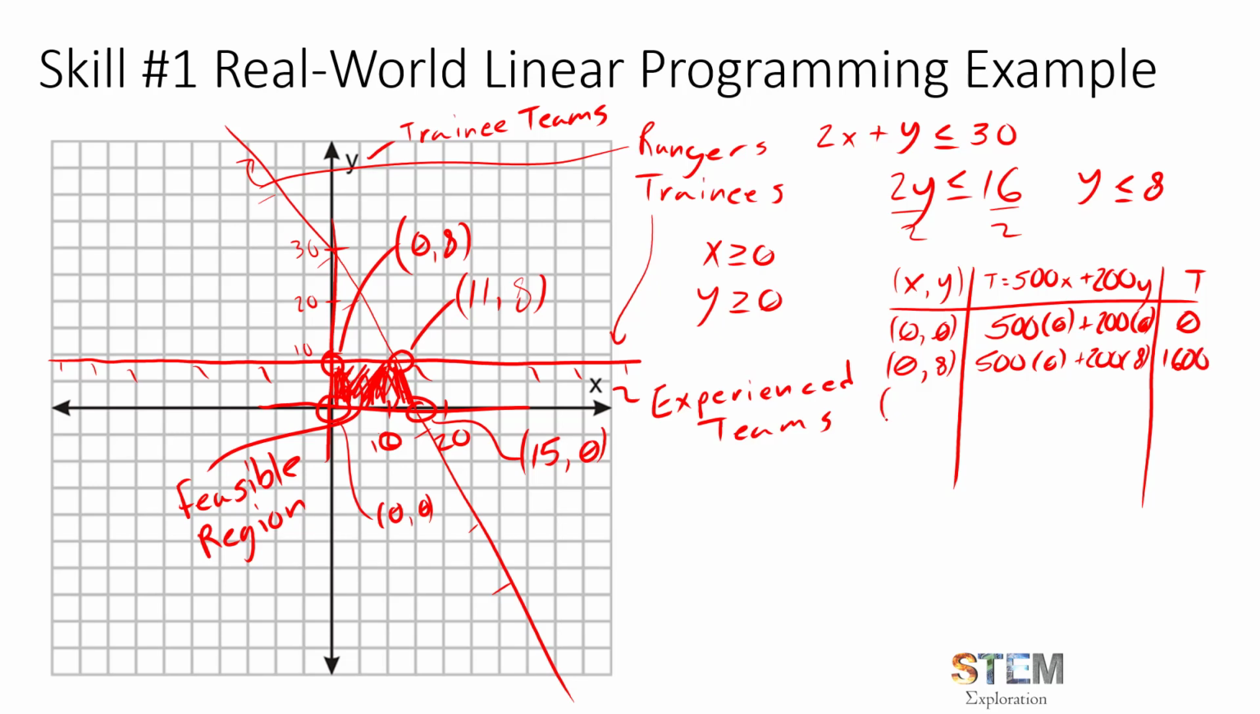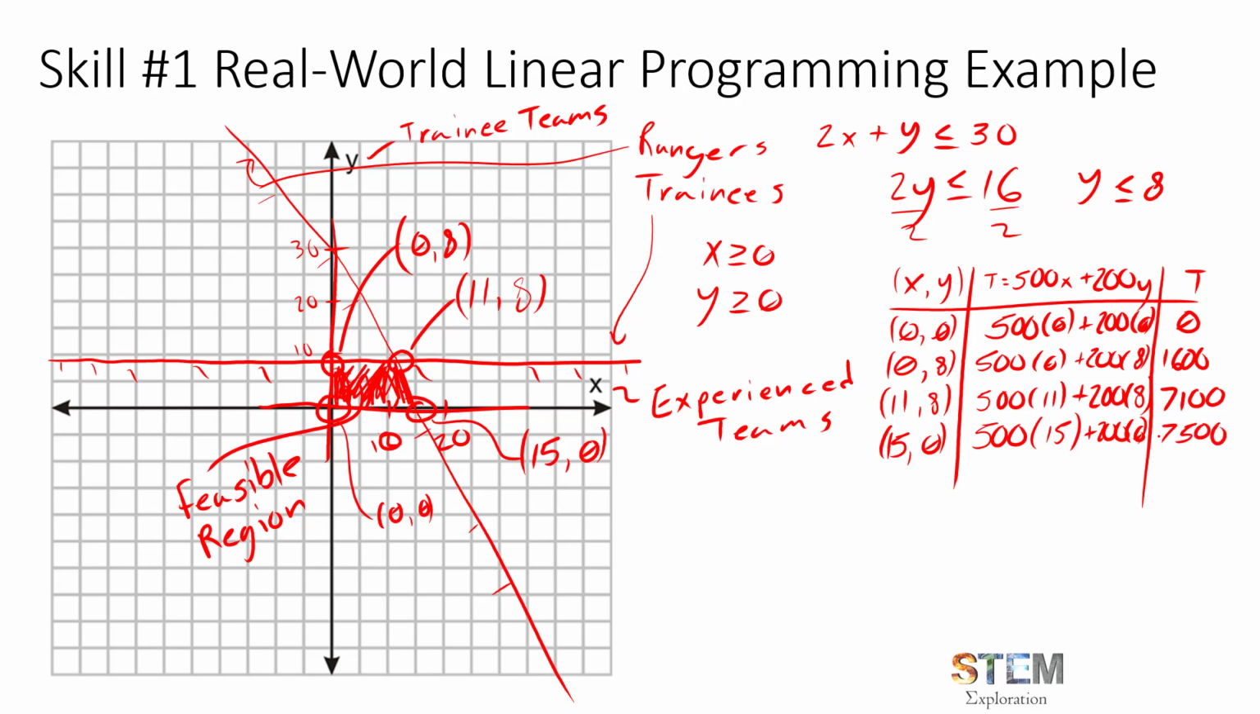I have 11, 8 as another example. So this would be 500 times 11 plus 200 times 8. So in this given situation, I would be able to produce 7,100 trees planted per week. And then the last example I have here is 15, 0, and this would be 500 times 15 plus 200 times 0. And if we do the math here, this would be 7,500.